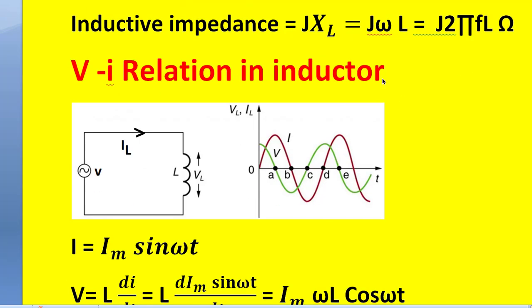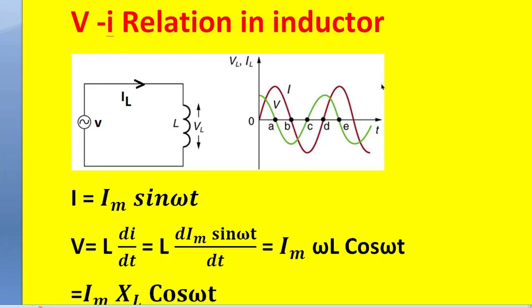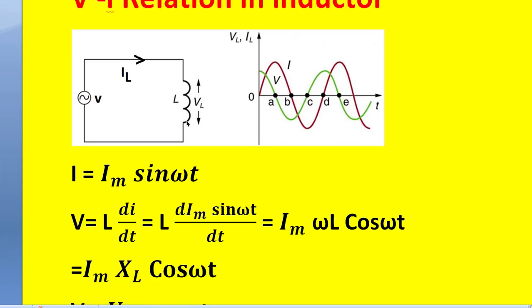So next, VI relation in inductor. Let us say we connect the AC supply to a pure inductor like this. Then a current flows through this inductor, which we call IL. Let us say the current flowing through this is I is equal to Im sin omega t. And we know when there is a rate of change of current linking with the inductor, there will be a voltage induced in this inductor. So we write V is equal to L into di by dt.